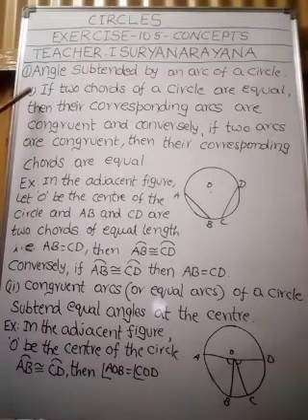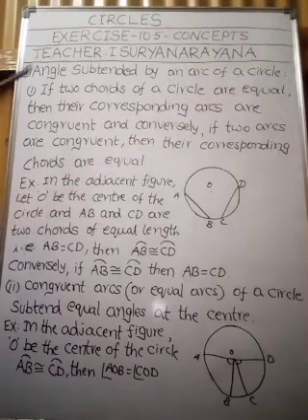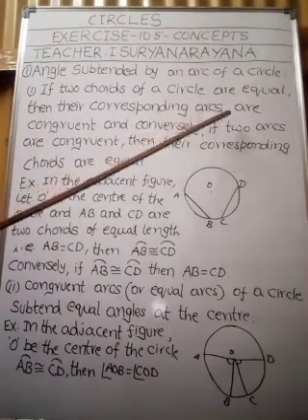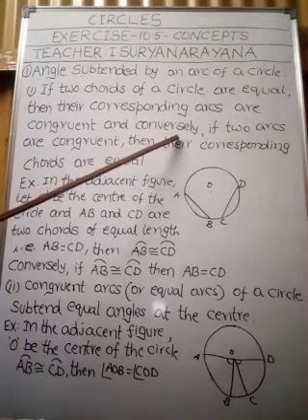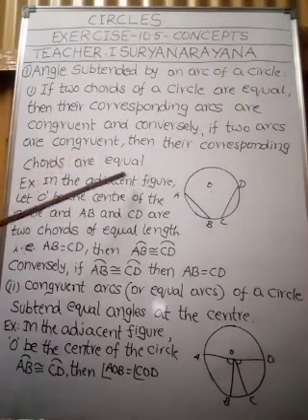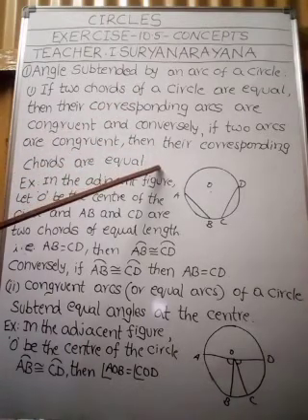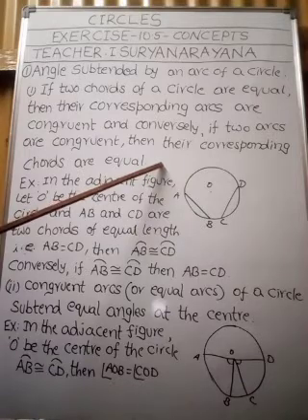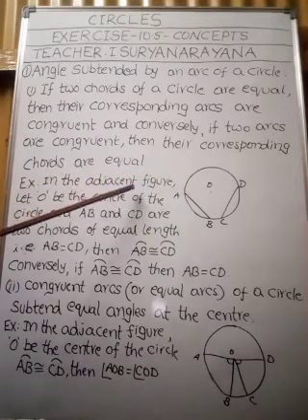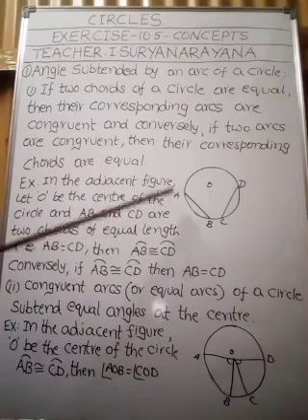Right. Now come to this point. If two chords of a circle are equal, then their corresponding arcs are congruent. And conversely, if two arcs are congruent, then their corresponding chords are equal. Okay, my children, understood this point? To understand this point well, let us take an example. In the adjacent figure, let O be the center of the circle, and AB and CD are two chords of equal length. Let us see this figure, my children.